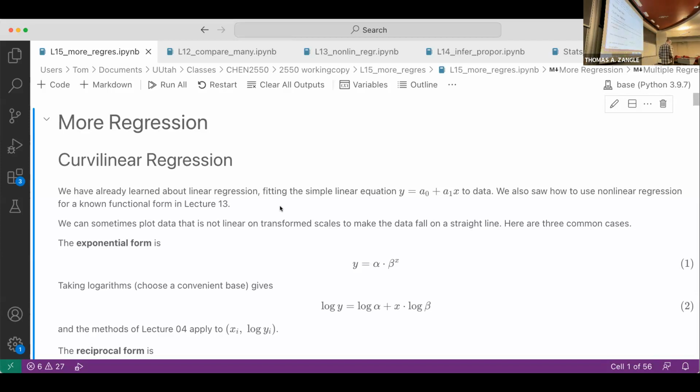So 12, 13, 14, primarily 12, 13, 14. Right, but remember, for example, 14 builds quite a bit on things that we learned before that. Same thing for the other lectures.